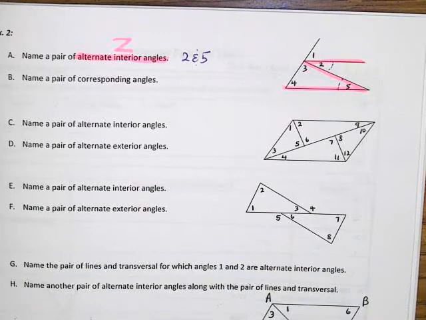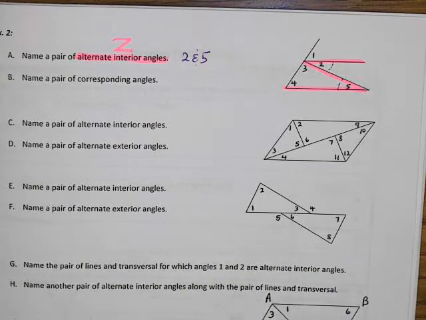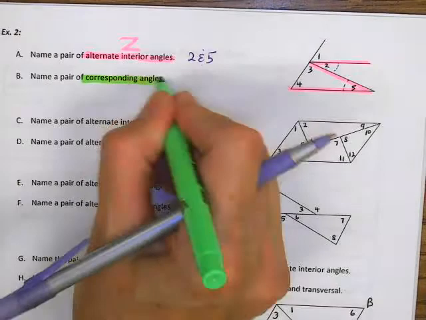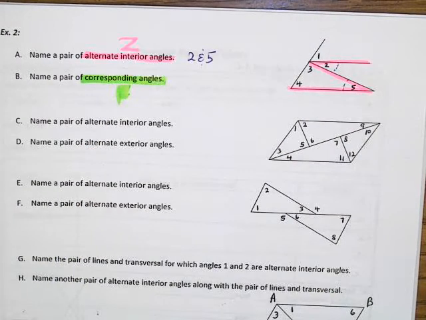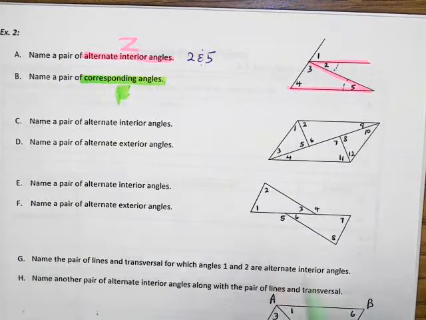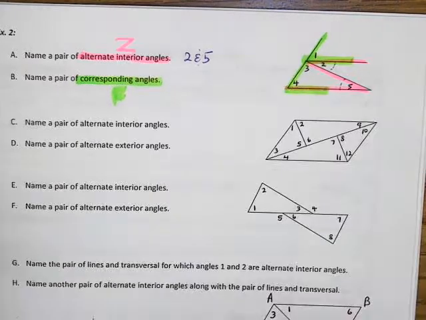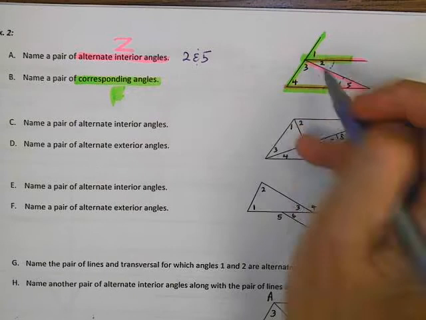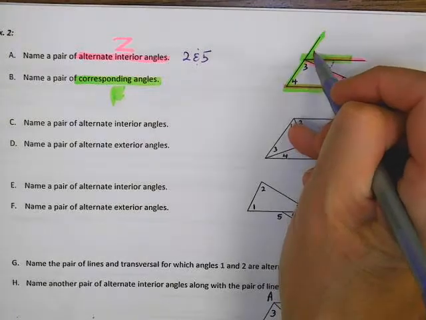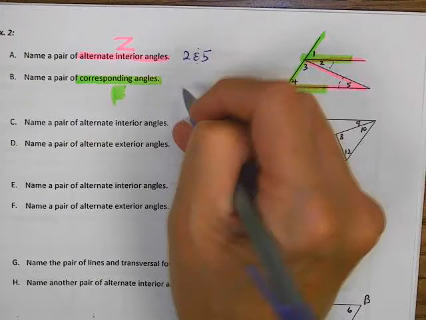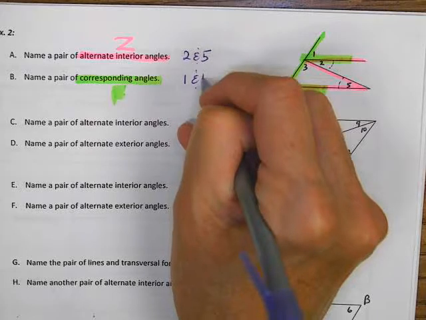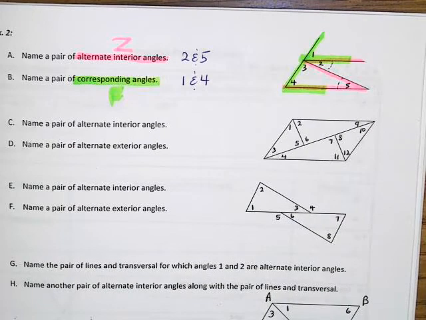Corresponding angles, if you remember and you look to the left in your notes booklet, corresponding angles make an F. So can you find an F in here? I'm finding it upside down, F, like this, right? So my corresponding angles, top right is number 1, top right is number 4. 1 and 4. Okay, this is going to take some practice. This can be a little weird.